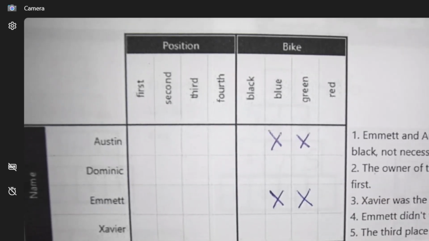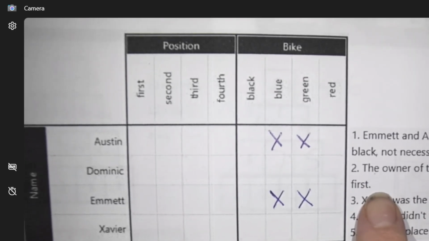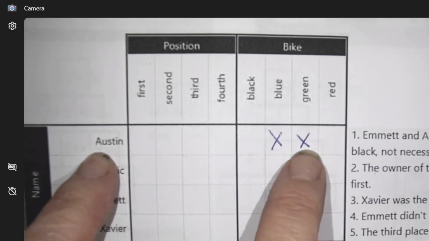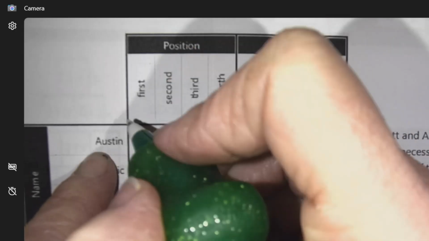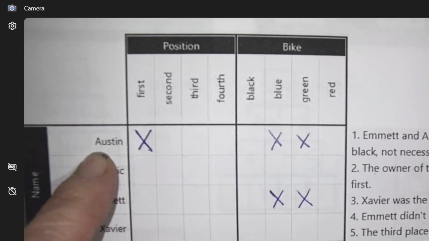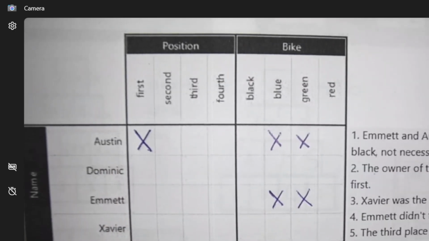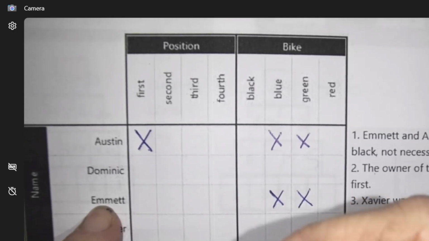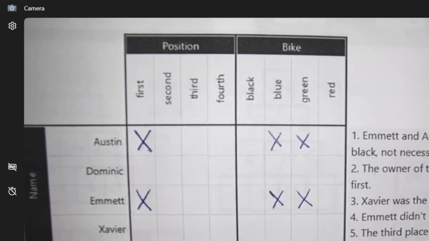The owner of the green bike finished first. So guess what I can eliminate? Austin doesn't have a green bike, so for sure Austin is not first. Whoever owned the green bike was first. So there's no way Emmett has a green bike, so Emmett is also not first.